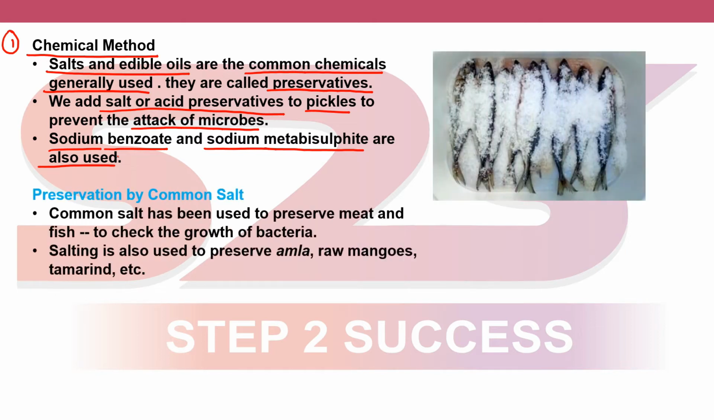We also have preservation by common salt. Common salt has been used to preserve meat and fish to check the growth of bacteria. Salting is also used to preserve amla, raw mangoes, tamarind, etc. So the second method was preservation by common salt. Salting is used to preserve amla, raw mangoes, tamarind, etc. And for meat and fish, it is already used. Here, this is an image showing the preservation by common salt.